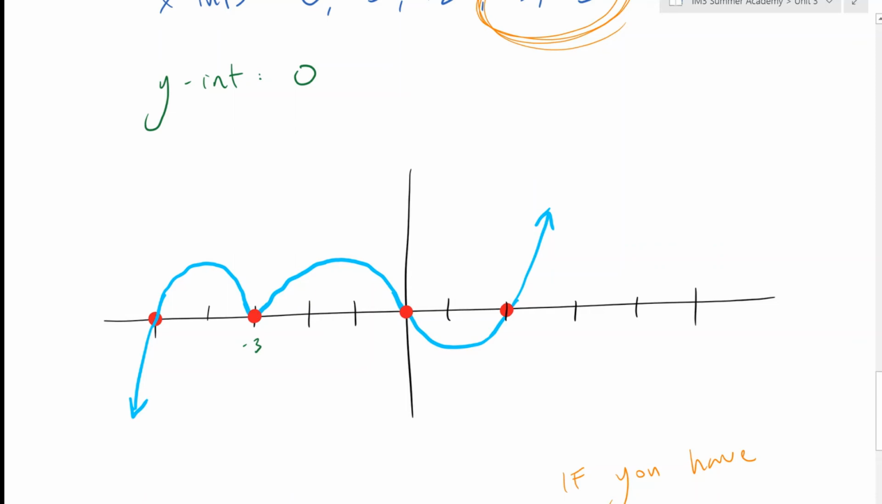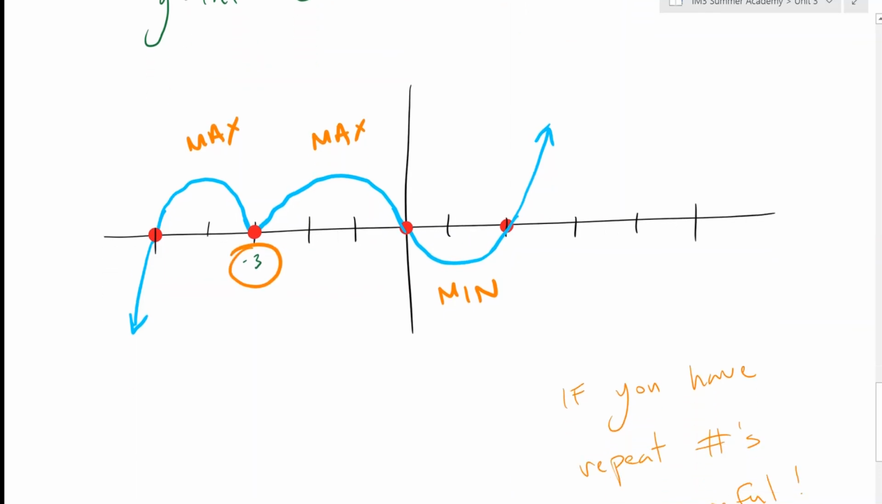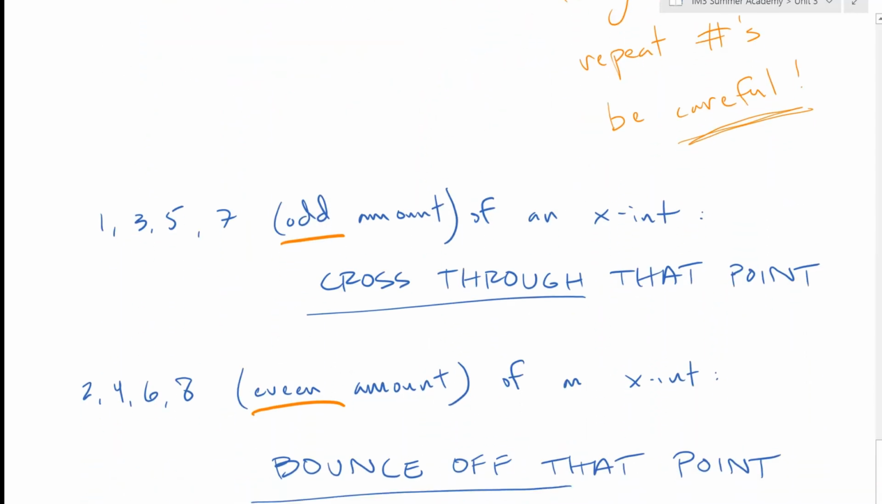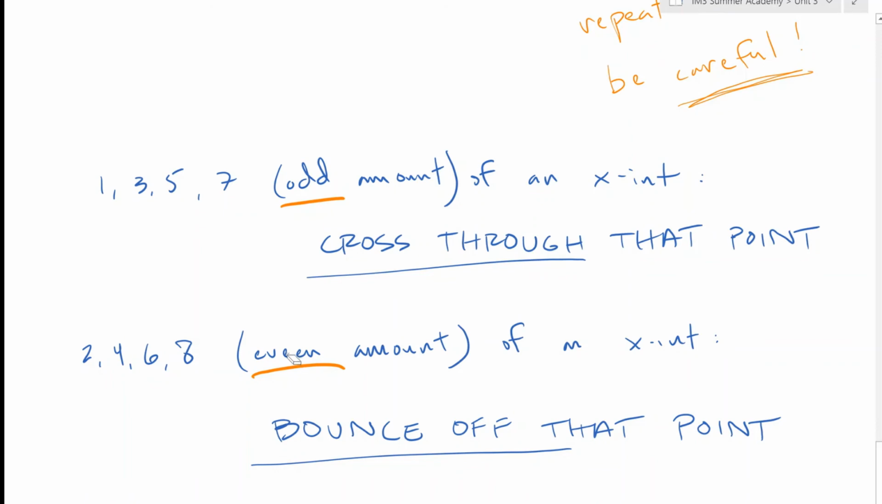Now obviously some of these maxes and mins can be a little bit higher or a little bit lower, depending on how it would be drawn. But for right now, we have a pretty good idea of how this graph is going to go. The thing to remember here is anytime you have an odd amount, it goes back to cross through, but if you have an even amount, you're going to bounce.